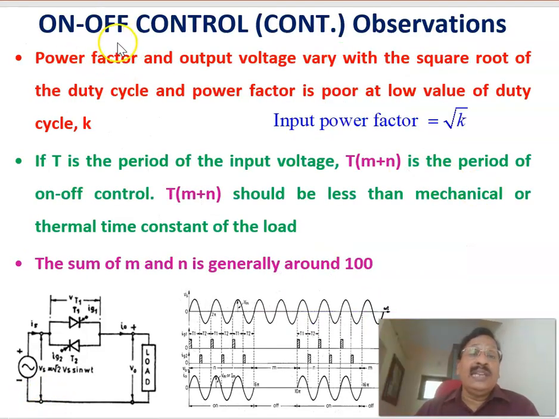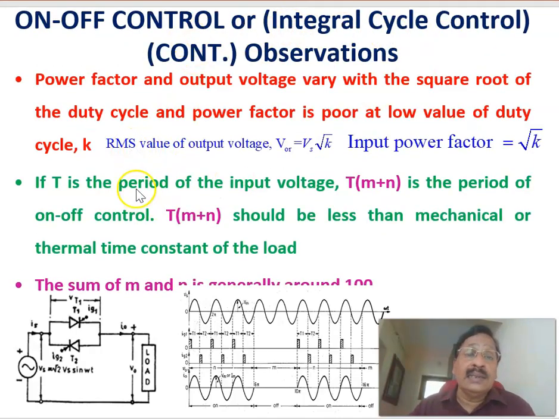Now, coming to the various observations of this on-off control or integral cycle control, let us see that the power factor and output voltage vary with the square root of the duty cycle. Both power factor as well as the output voltage vary with the square root of the duty cycle, and the power factor is poor at low values of the duty cycle.